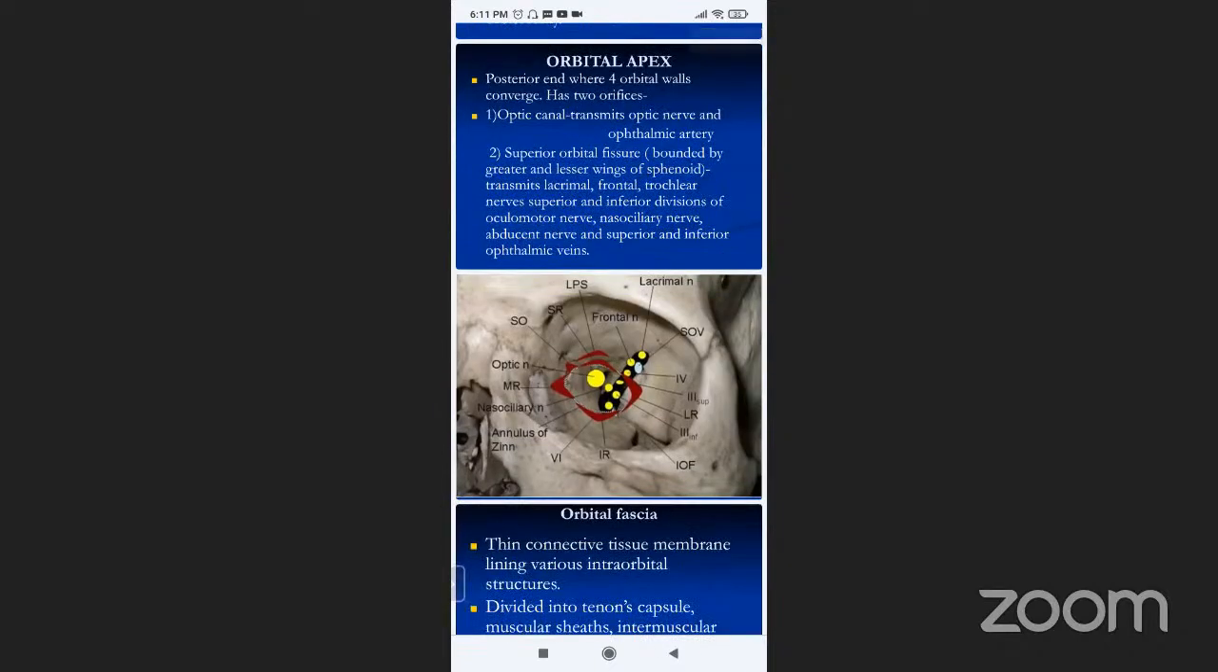Then superior and inferior ophthalmic veins. Sometimes the inferior ophthalmic vein passes through the inferior orbital fissure. In some cases, it passes through the superior orbital fissure also.